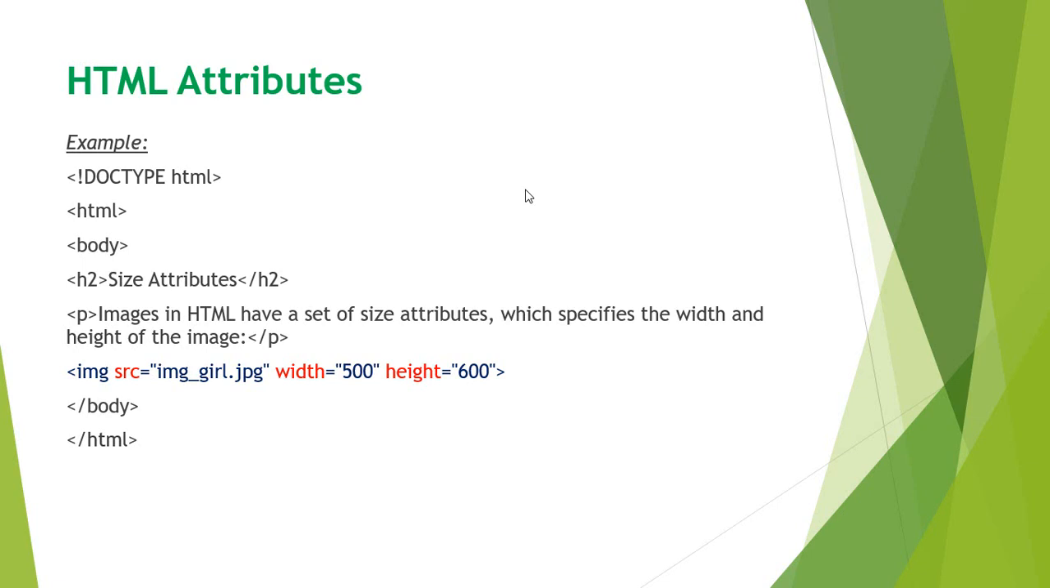So this is an example of an attribute. Here you can see HTML body, then here this is an image. Image is a tag. SRC, width, height are attributes. SRC is specifying what image to use, so here img girl, the image name. SRC specifies the name of the image. Then width and height are two other attributes for specifying its width and height. So here img is a tag, src, width and height are attributes. Each and every tag has separate attributes. So attributes define the nature of our HTML tags.